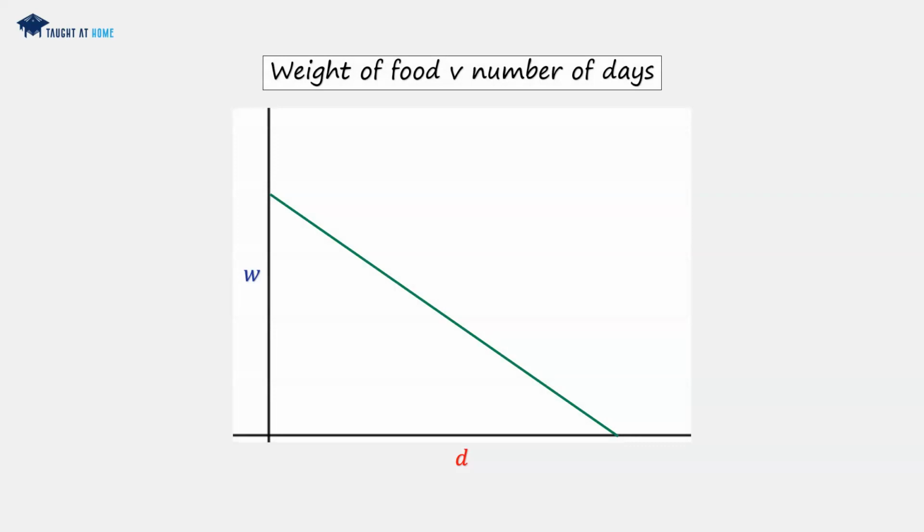So here is the straight line, the graph, and on the y-axis we have the weight of the food, and on the x-axis we have the number of days. And we can see that we have a decrease of the weight as the days increase, so we have a negative gradient. What we want to do is find an equation relating W, the weight of the food, to D, the number of days.